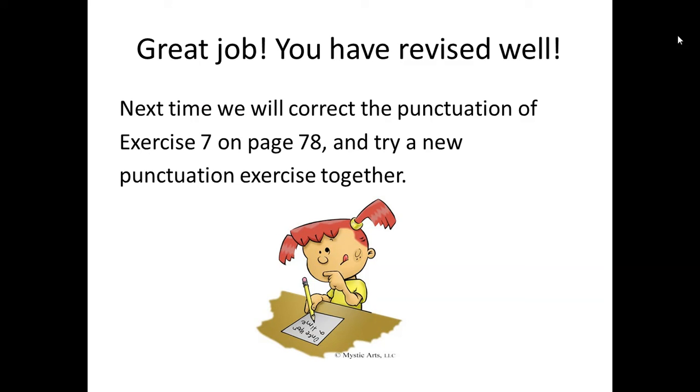Next time we will correct the punctuation of exercise 7 on page 78, and then we'll try a new punctuation exercise together that I'll give to you. We've taken a while to get through page 78, but that's fine. We're working in a way we're not used to. So I hope you guys are well, and I hope that you do the last exercise.